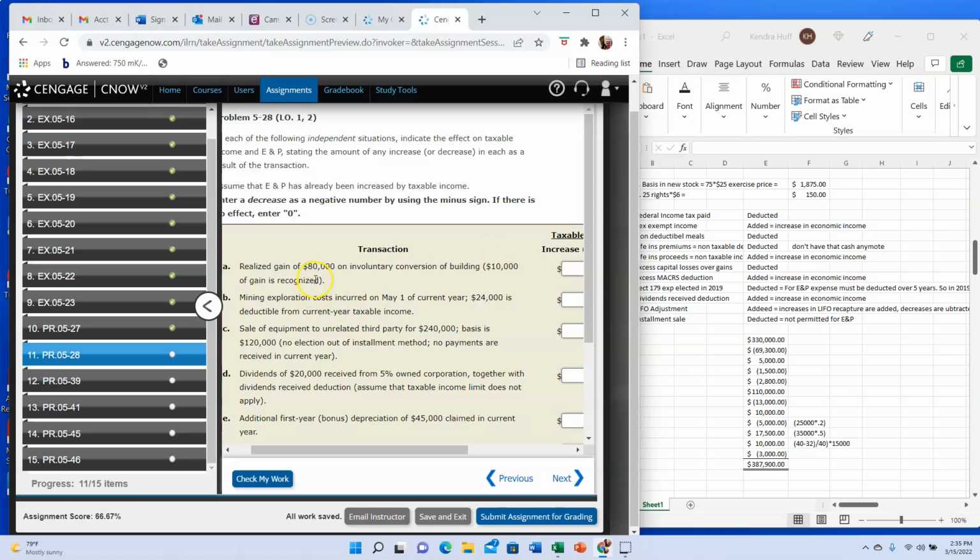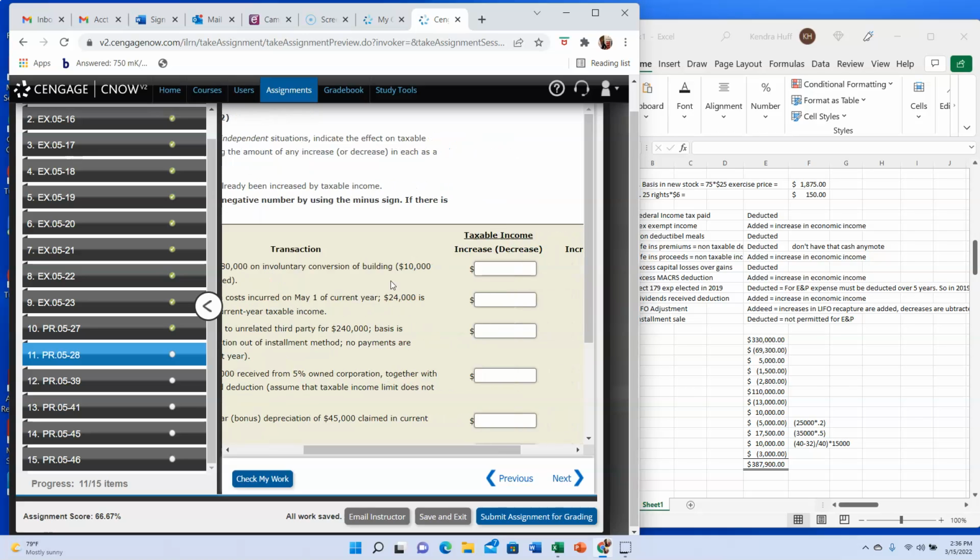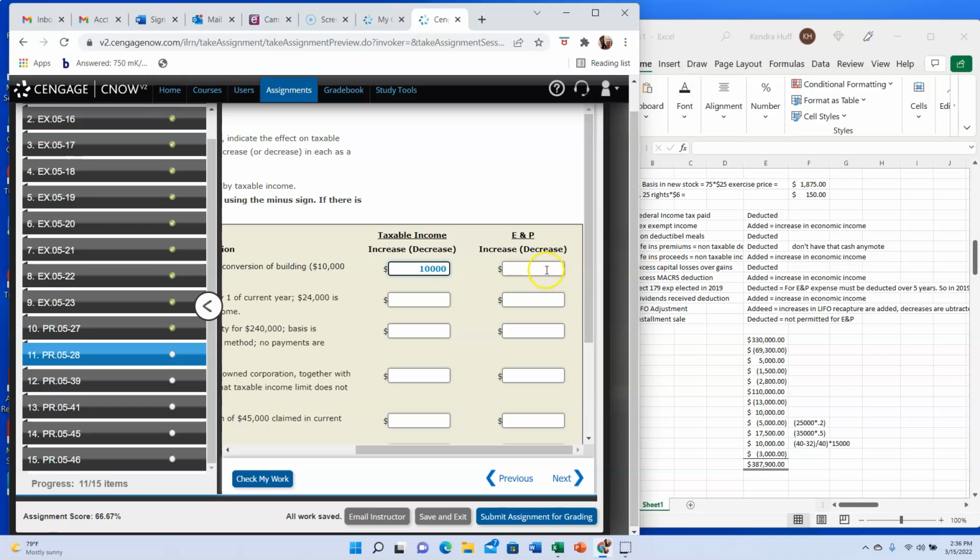Okay, realized gain of $80,000 on involuntary conversion of the building. 10,000 of the gain is recognized. All right, so basically what that means is they didn't sell it or anything. There's a fire or the government took it or something like that. All right, so taxable income increased by that 10,000 of recognized. E&P was no effect.